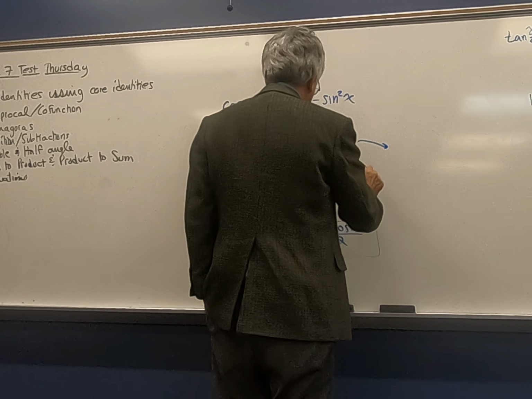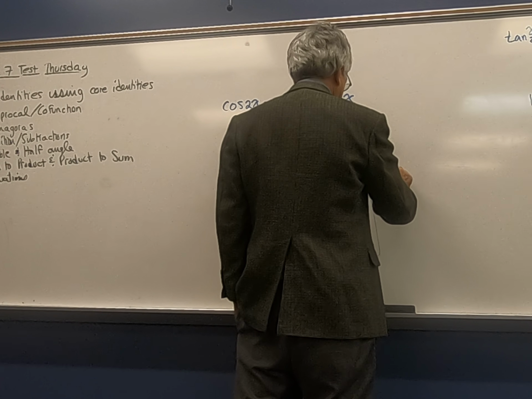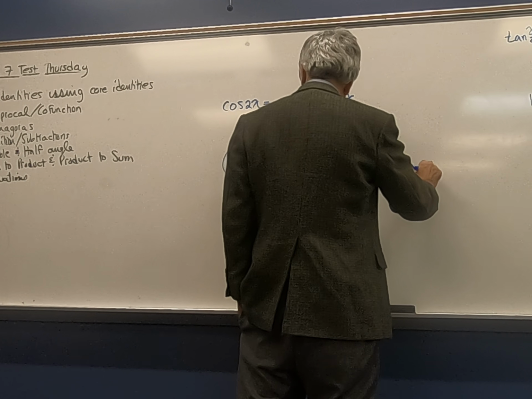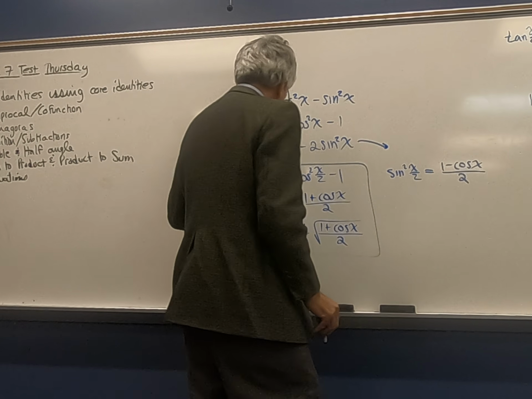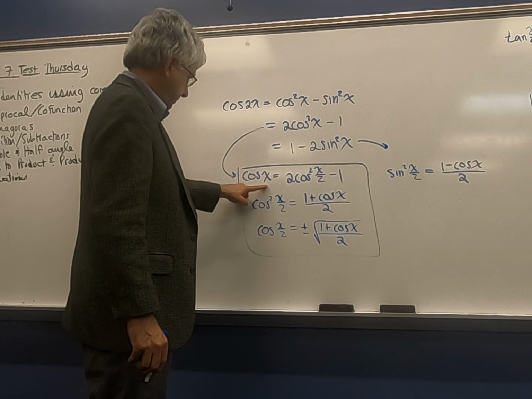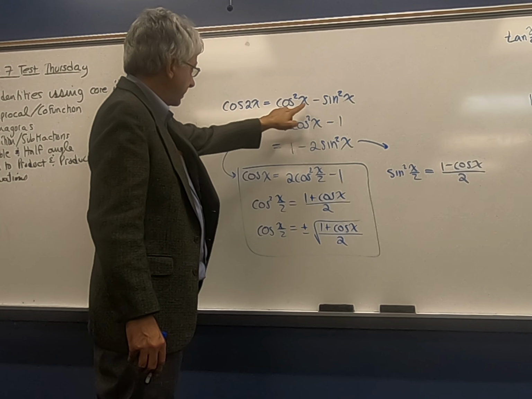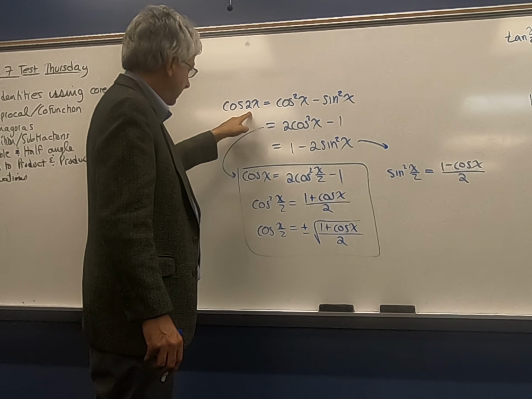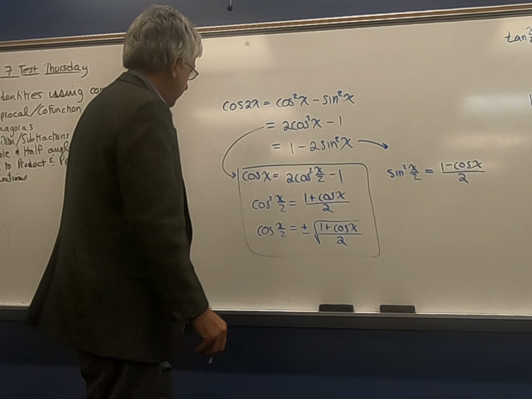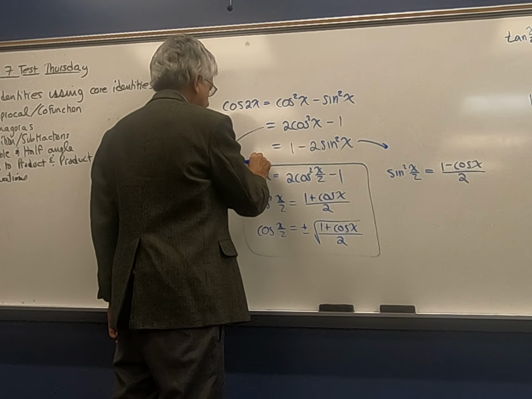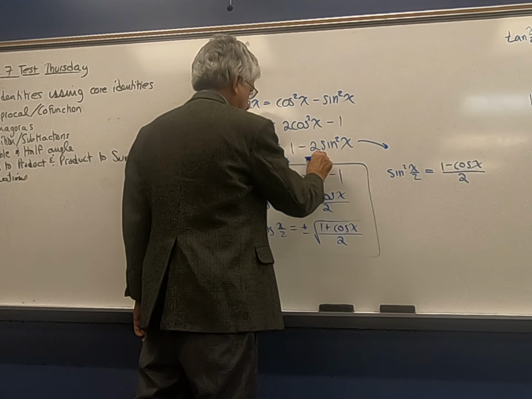Similarly, you can say sine squared of x over 2 is equal to 1 minus cosine x over 2. Notice here I'm replacing 2x with x and x with x over 2. So maybe I should use a different name. I'm saying wherever I see 2x here, I'm going to replace it with x, and wherever I see x, I'm going to replace it with x over 2.